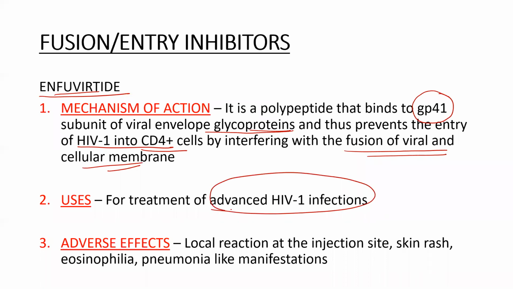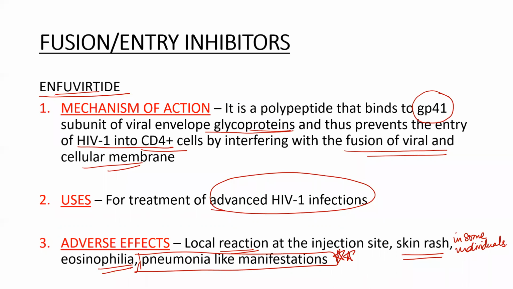Adverse effects usually include local reaction where you inject this drug. There might be skin rashes in some individuals. And the thing that you're likely to remember is eosinophilia is caused by this particular drug and pneumonia-like manifestations. So remember these important adverse effects with respect to enfuvirtide, which is your fusion entry inhibitor.